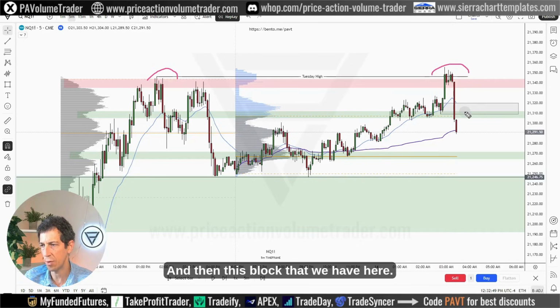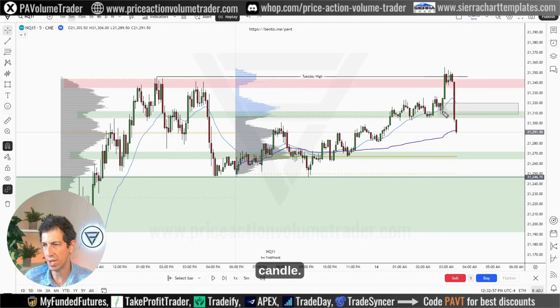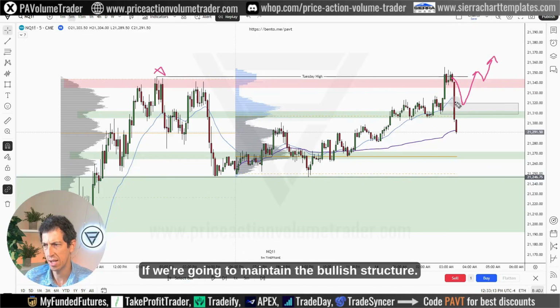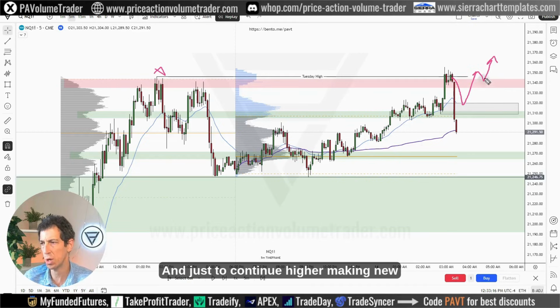And then this block that we have here, originally this was our order block, because this was the last down candle, this is a 5-minute time frame, last down candle before the move up that broke above a significant level. So when we come back, we would have expected this to hold as support if we're going to maintain the bullish structure and continue higher, making new highs. This is not what happened. You can see we had a very impulsive, clean breakthrough below the breaker block.